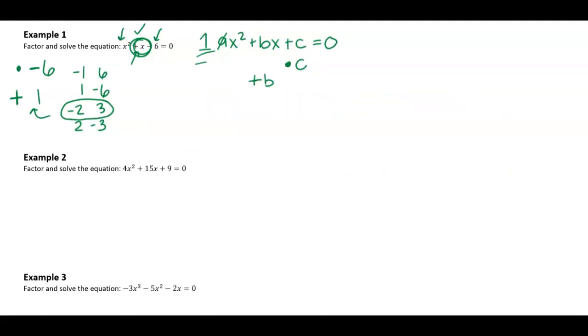This next method is the same as factor by grouping. However, it allows us to use the box in order to organize our thoughts. What I mean by that is I'm going to write my quadratic on the inside of my box, and then I'm going to split my positive x into a negative 2x and a plus 3x.